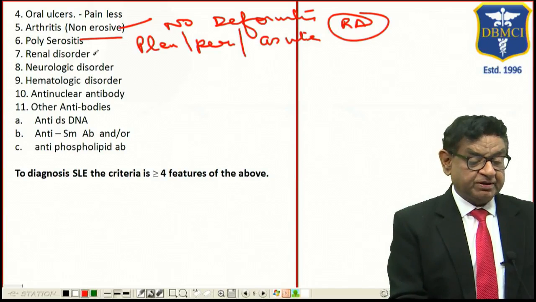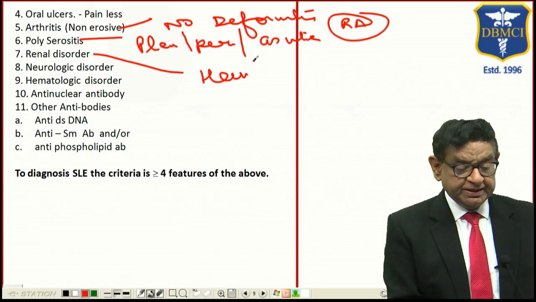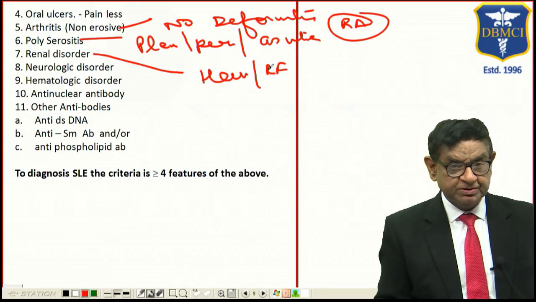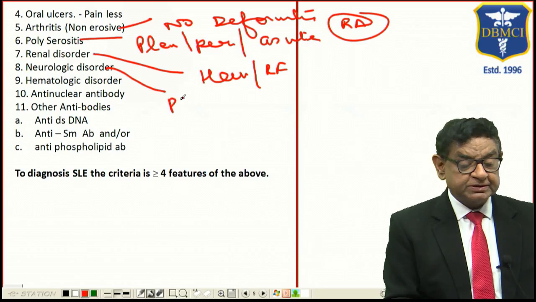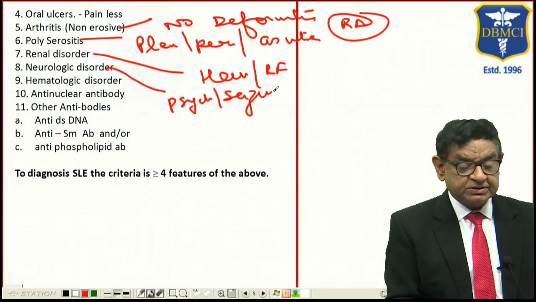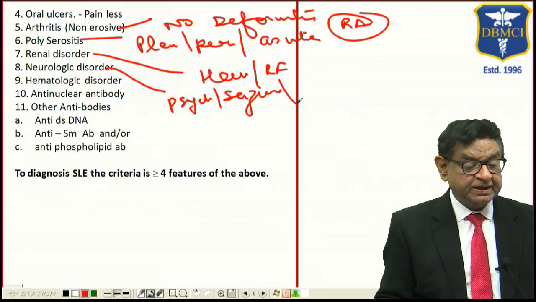Renal disorder is one of the most important. It can lead to hematuria. It can lead to renal failure also. Neurological disorder, it may include psychosis. It may include seizures. Or sometimes some focal deficit like hemiplegia can occur in these patients.